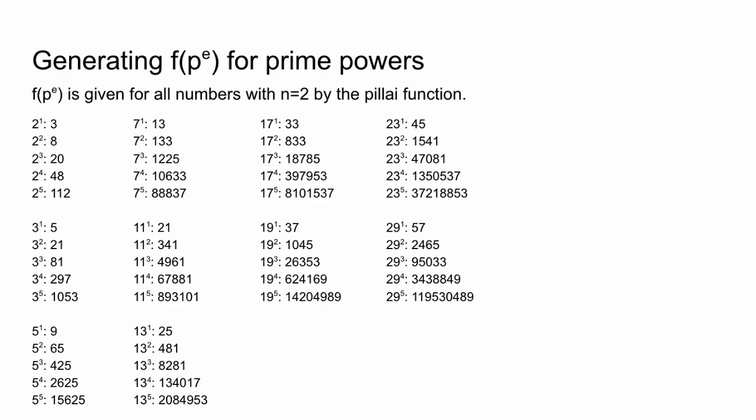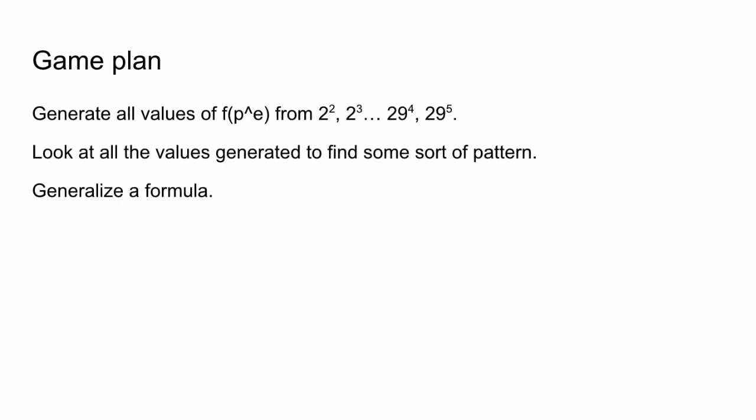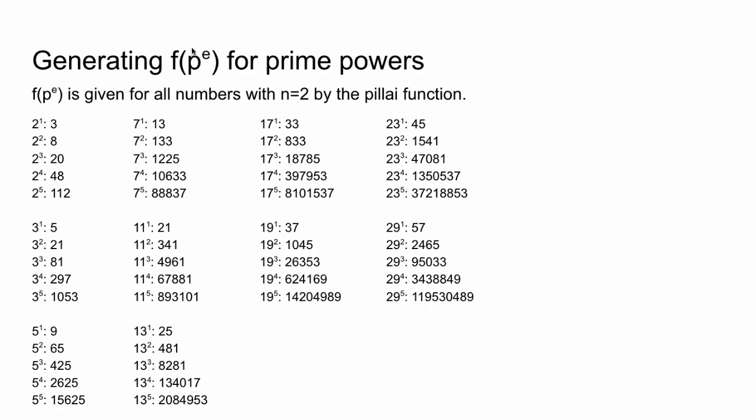So generating, I'll call this f of p to the e. p is going to be a prime number, and e is going to be the exponent it's raised to. And these are both variables in our equation. So based on what we did before, finding f of 6 for three numbers, we're going to use these numbers to generate the values of f of p to the e for three numbers, and then we'll use those numbers to generate the values for four numbers, and so on.